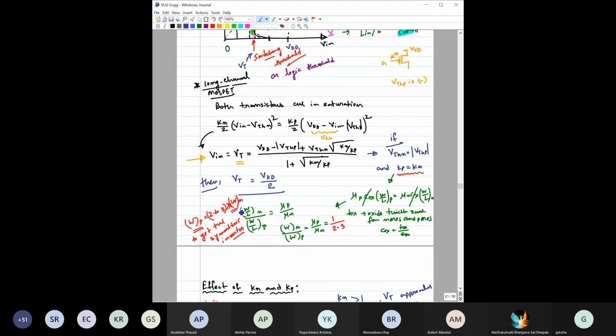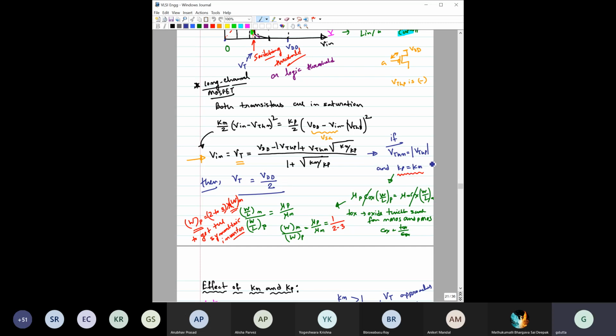These expressions, and from here we have also seen that if this logic threshold has to be near the mid position, close to half of VDD, then we have to satisfy two conditions. The first is that the magnitude of the threshold voltage of the NMOS and PMOS has to be the same, and Kp should be equal to Kn. When these two criteria are satisfied, Vt will be nearly equal to VDD by 2.